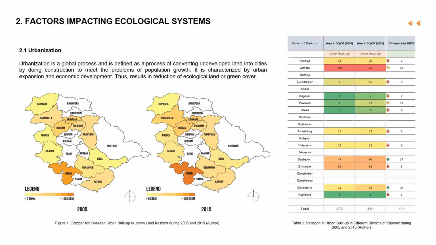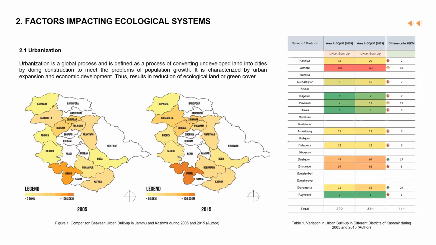Now, if we try to understand some of the basic factors that have impacted the ecological system, they include urbanization and economic growth. Urbanization is a global process and is defined as a process of converting underdeveloped land into cities by doing construction to meet the problems of population growth. It is also characterized by urban expansion and economic development, which has resulted in the reduction of ecological land and green cover.